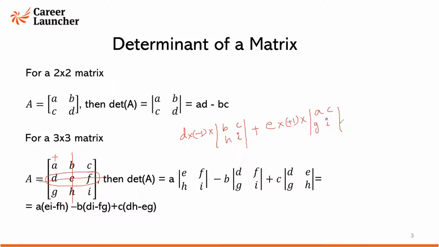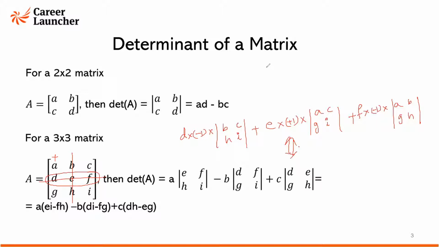A, C, G, I. Plus, then F into the cofactor of F, because it is in the same row. First the sign is negative, so -1, multiplied by the minor of F, which will be A, B, G, H. This and this will both give the same answer. So you can find the determinant of a matrix along any row. You can do the same process along any column also.